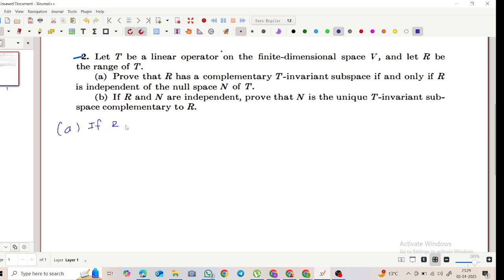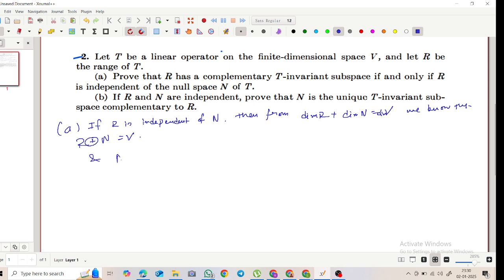If R is independent of N, then from rank nullity, we know that V is R direct sum N, and N and R are obviously T invariant.